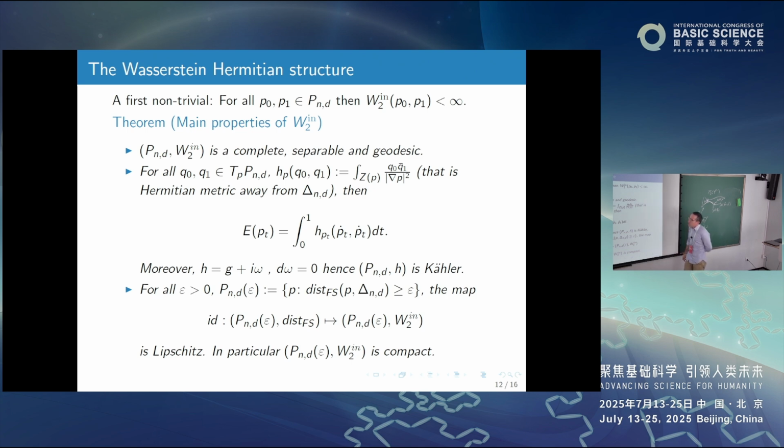So what we have proved is that with this distance, this will be a complete, separable and geodesic metric space for any two. So even more, this energy defined like this is actually a Hermitian metric away from the discriminant, and again, away from the discriminant, this form is actually Kähler. So the interesting thing is that the W2 induces a Kähler structure on the space of polynomials.